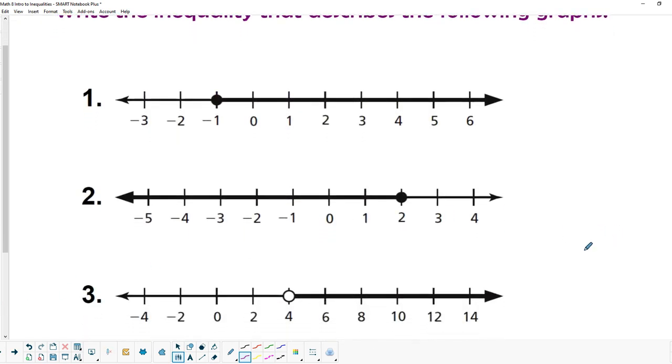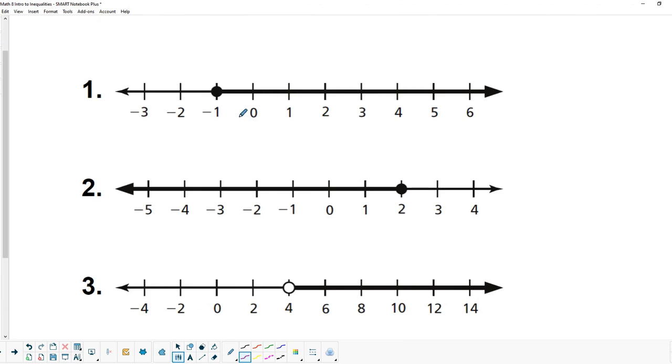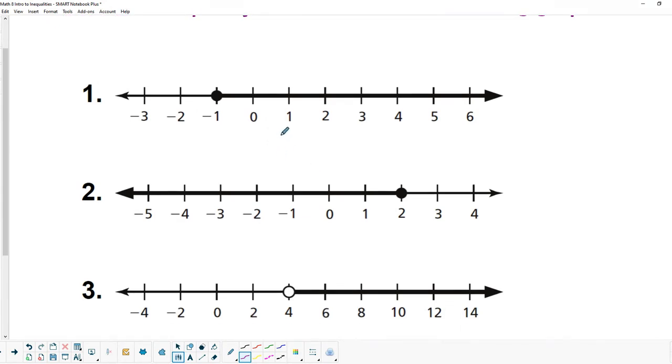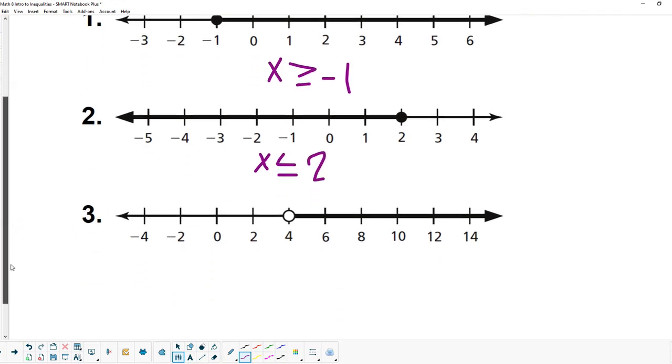Okay, a few more problems, and then we'll be ready to start. So we're going to write an inequality that matches the arrow here. In this case, we have the -1, so it doesn't tell us what letter to use, so we'll just say x. X is greater than or equal to -1. The next one, x is less than or equal to 2. And the third one down here, x is greater than 4. So that's how you'd write the inequalities that go with these particular graphs right here.